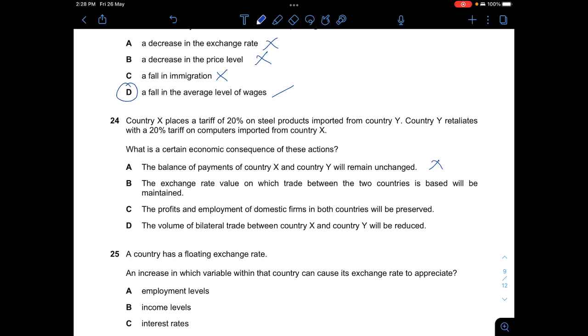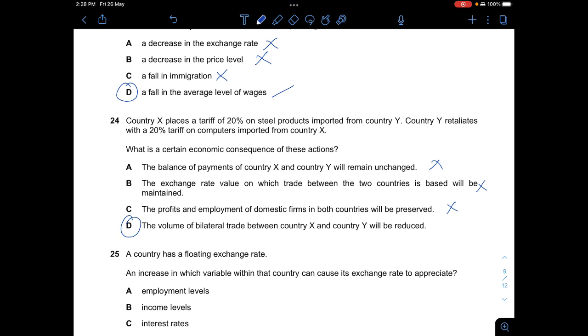B, the exchange rate value on which trade between these two countries is based will be maintained. This is not correct. C, the profit and employment of domestic firms in both countries will be preserved, which is not correct. And D, the volume of bilateral trade would be reduced, which is correct, because steel products imported from country Y now have a tariff of 20%, and computers imported from country X will have a 20% tariff, which makes both products more expensive. So the volume of bilateral trade would then be reduced.